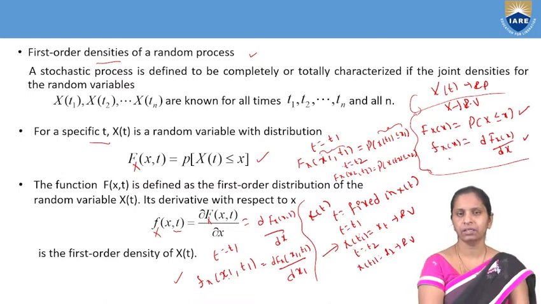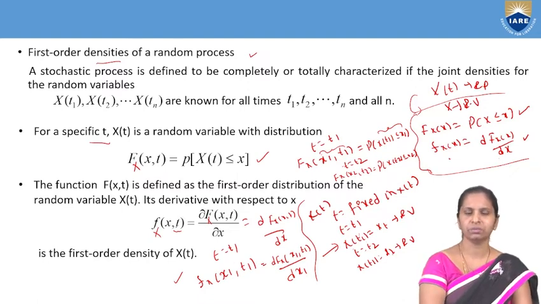If you want, you can write for t equals t2 for the random variable x2 also. So these are called what? The first order distribution function and density function of the random process X of t.